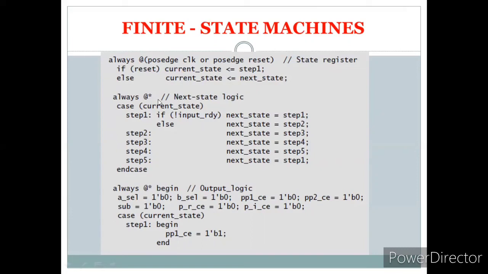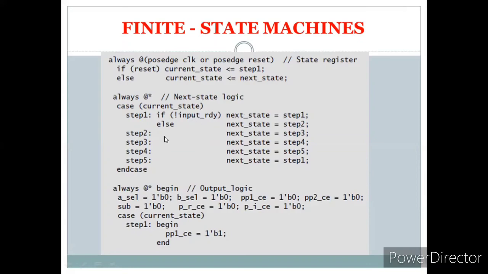Always at current state or input ready. The star means whatever sensing signals are present inside the always block, they should be written there. So case is the current state. If input is ready, it will be in step 1. If it's not ready, it will stay in step 1. If it is ready, it goes to step 2.